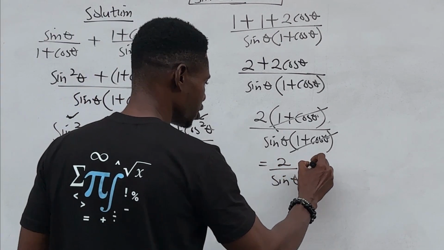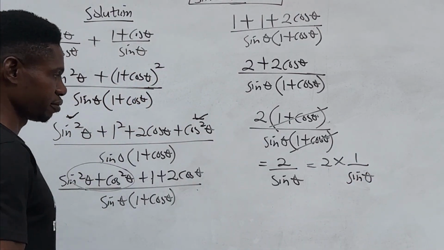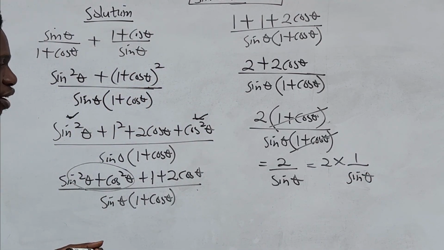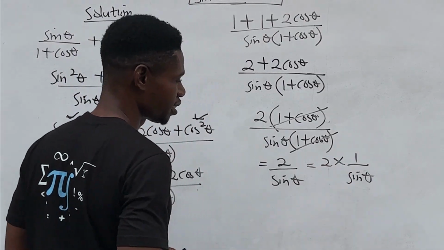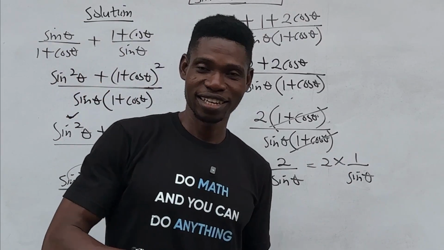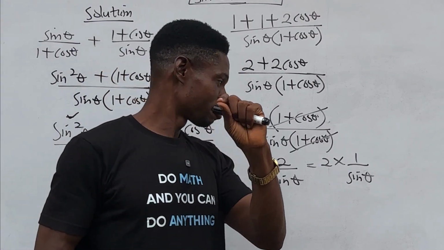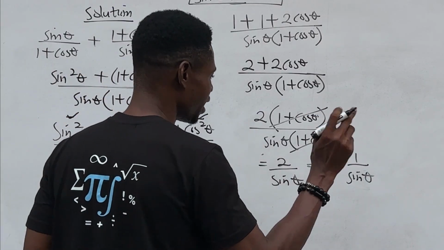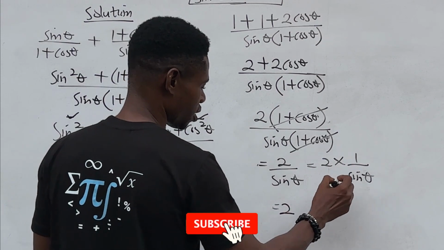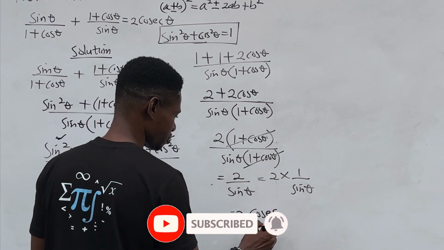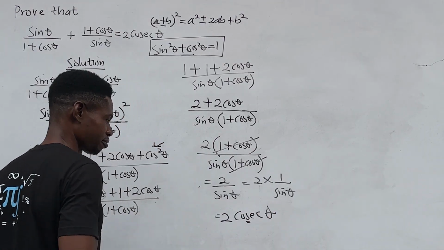And now 2 over sine theta can be written as 2 multiplied by 1 over sine theta. If you remember at the beginning, I explained that 1 over sine theta is what? Is it sec, cosec, or cot? Remember, pick the third letter. Which one has the third letter as S? So this will give us 2 cosec theta, because the third letter is S, for sine.